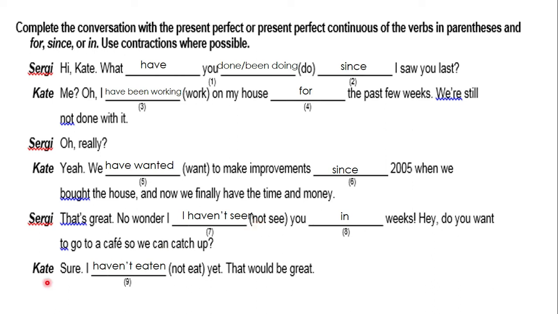And the last part it says, "Sure, I haven't eaten yet. That would be great." I haven't eaten yet. Yet is an adverb that is only used with the present perfect. So when you see already, just, still, or yet, it means that you have to use present perfect. Okay, so those are the hints. Esas son las pistas, digamos, para el momento de escoger entre present perfect y present perfect continuous.